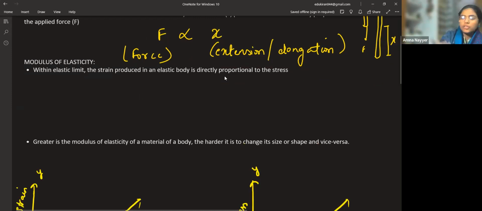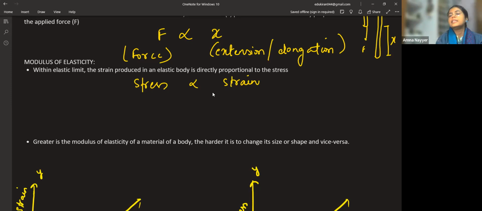Now, in terms of stress and strain, what happens? This is in terms of force and the extension produced. What about the stress and strain that we have studied? So, again, the same thing. If these elastic limits are not crossed by the body, then both are directly proportional to each other. Stress is proportional to strain also. So stress is directly proportional to strain if the elastic limit of the body is not crossed.